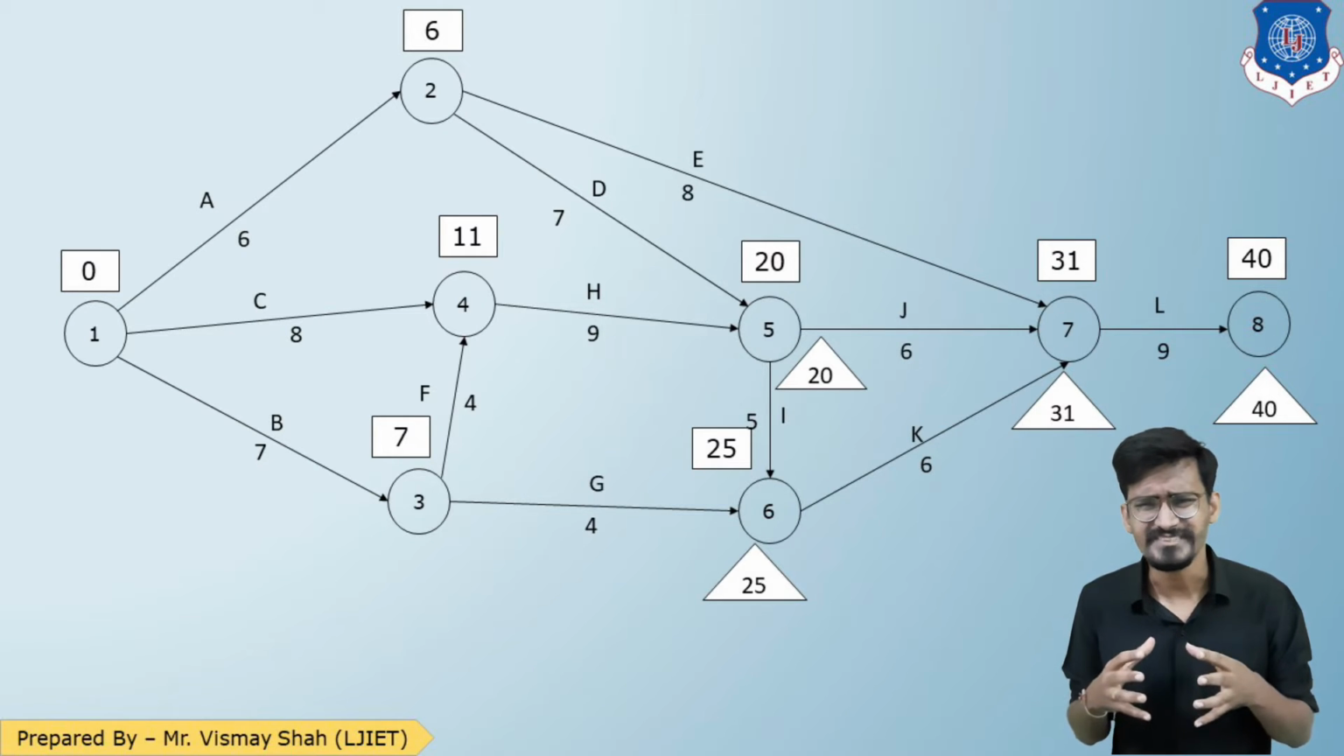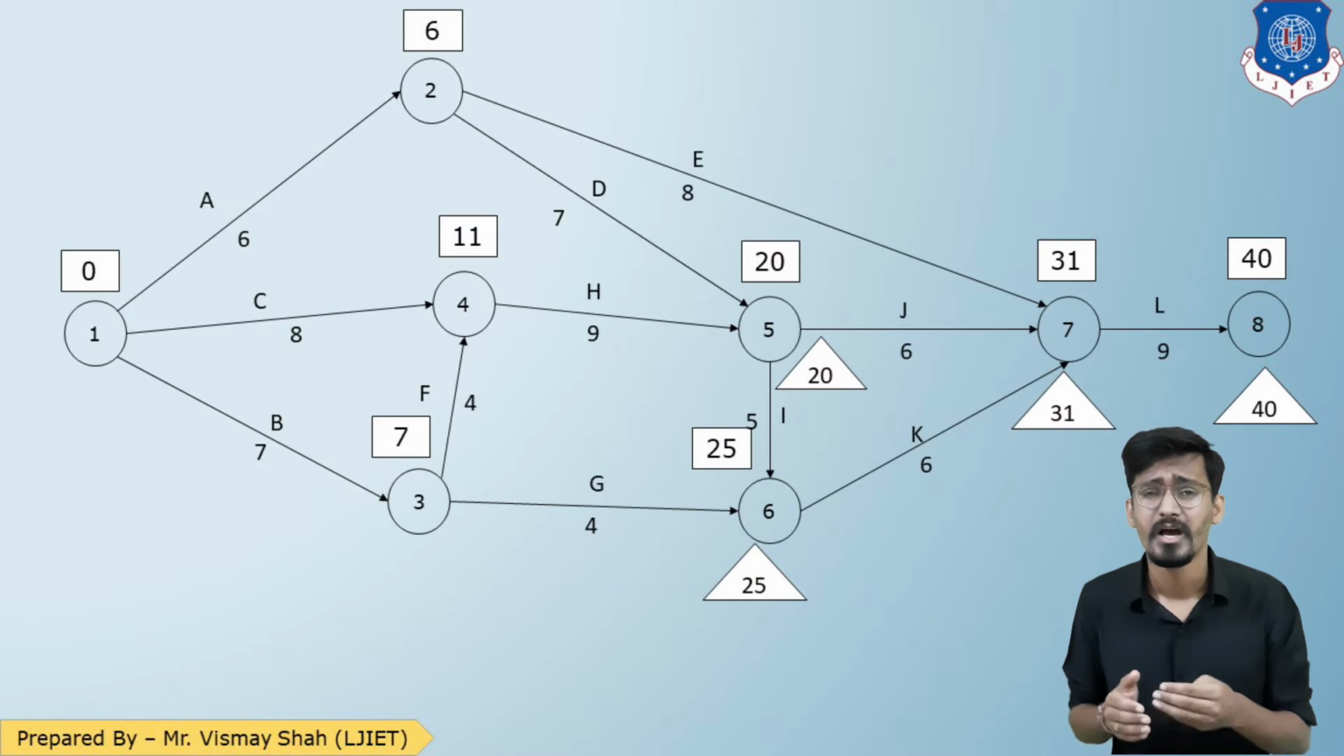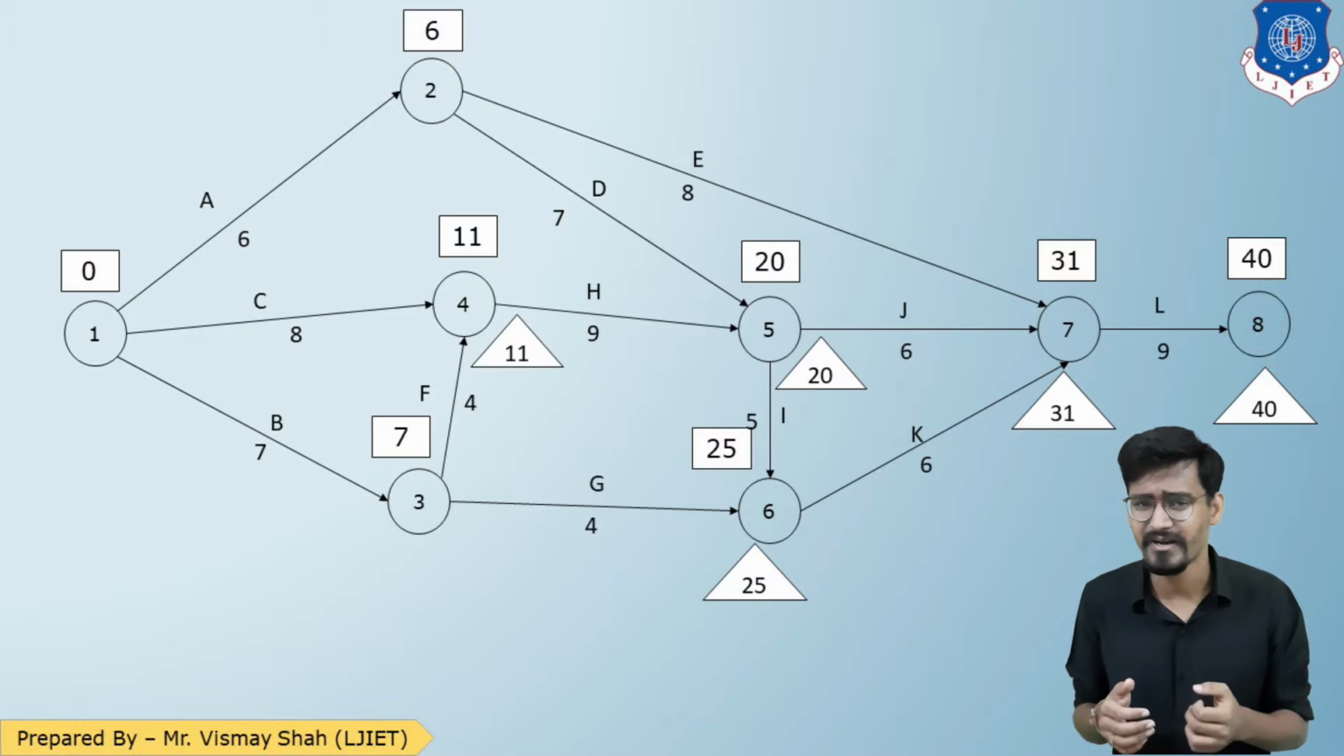Now let us come event number 5 up to 5, that is done. Now come back to 4. So again for event number 4, only one arrow is coming out. So 20 minus 9, 11.